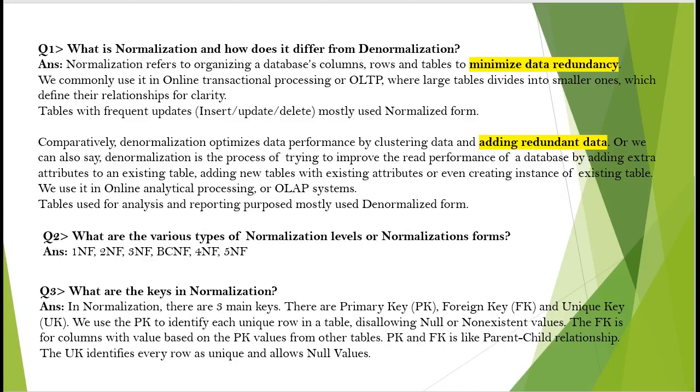This optimizes data performance by clustering data and adding redundant data. We can also say denormalization is the process of trying to improve the read performance of a database by adding extra attributes to an existing table, adding a new table with existing attributes, or even creating an instance of an existing table. We use it in online analytical processing, or OLAP, systems. Tables used for analysis and reporting purposes mostly use denormalized form.